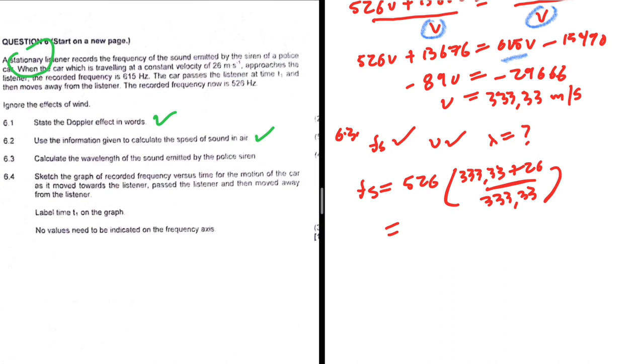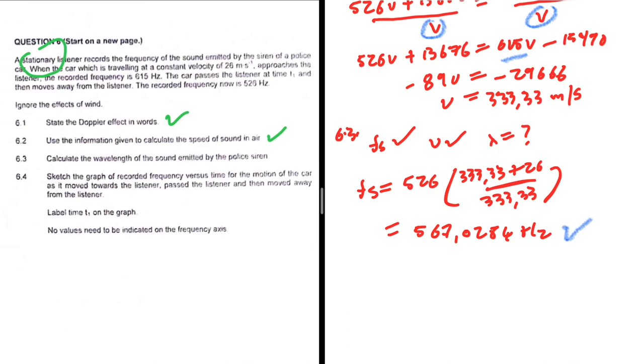526 multiplied by 333.33 plus 26, everything divided by 333.33. Right. And then when I put that in my calculator, I get 567.0284 hertz. I can actually prove if this is correct, but I don't think it's necessary. I'm quite sure this is correct.